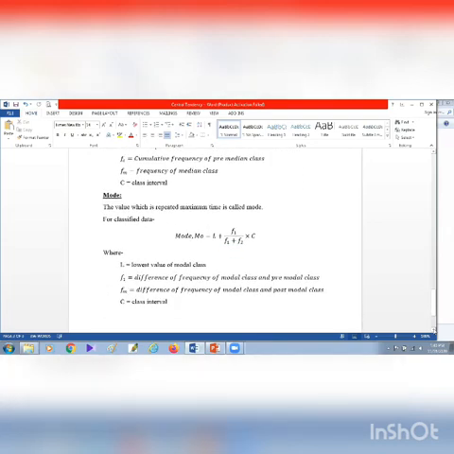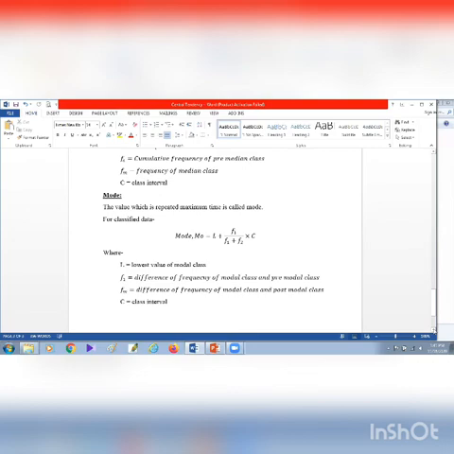And the last measure of central tendency is mode. The value which is repeated the maximum number of times in a set of data is the mode. In a set of data, there may be no mode, one mode, or more than one mode. For non-classified data, if we get any value the maximum number of times, that will be the mode.